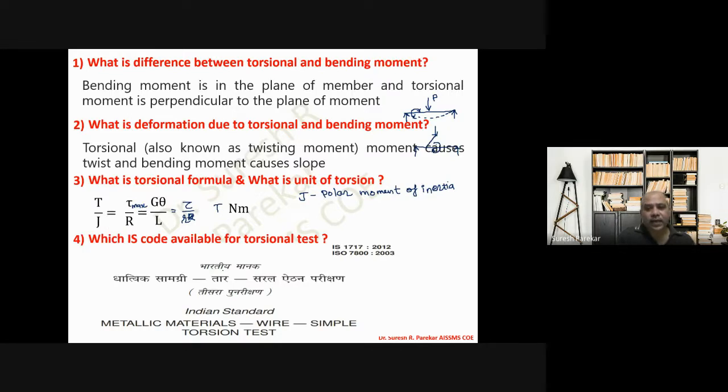Which IS code is available for torsional stress? We have IS 1717-2012 that is available for torsion test. You can see this for metallic material. Actually this is for wires.